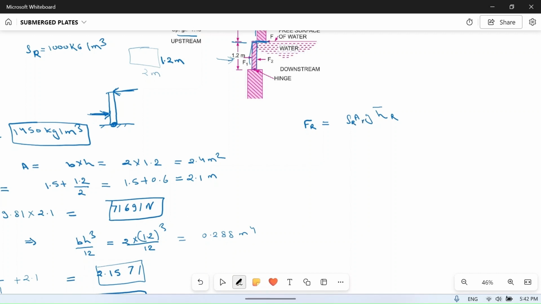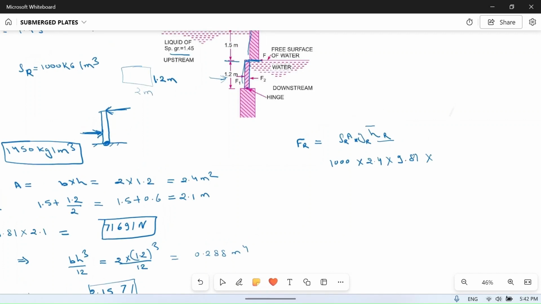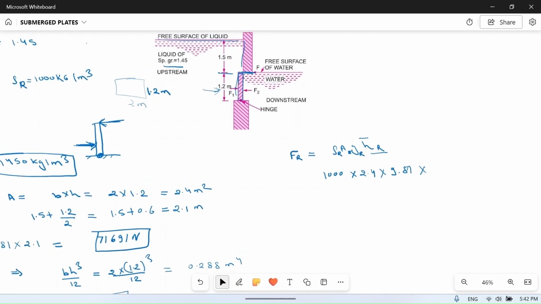So rho, density, is 1000 because it is water, 1000 kg per meter cube. Area will be the same for the gate, so it is 2.4, into g, which is 9.81, into H bar. H bar on the right side is the distance of the center of gravity from the free surface. So the free surface is up to the gate here, so it will be half of this height, which is 1.2 by 2, which is 0.6.